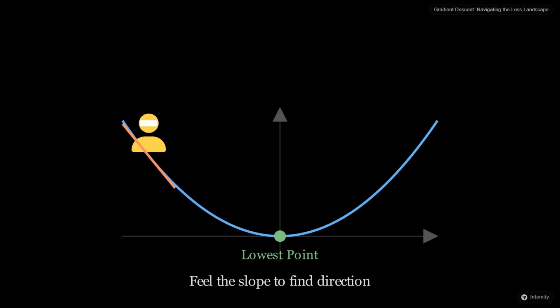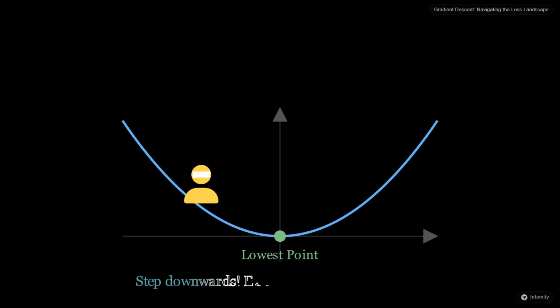This challenge mirrors what our machine learning models face when trying to minimize their loss or error. They need a systematic way to descend this complex loss landscape and find the optimal set of parameters.